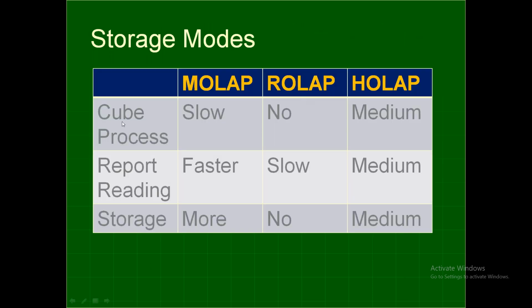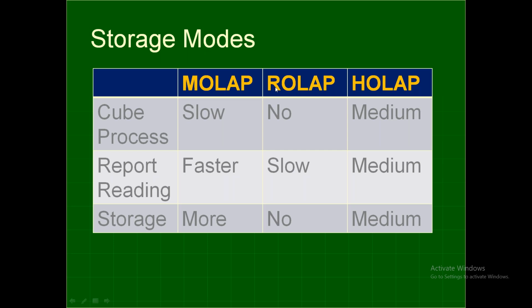Clear? No, we need not process. We need not cook any food before the guest comes. Report reading is very, very slow. No storage. If I'm not preparing any food, my dining area is completely empty. My kitchen is also completely empty because I did not prepare any food. Clear? That is what is called ROLAP.